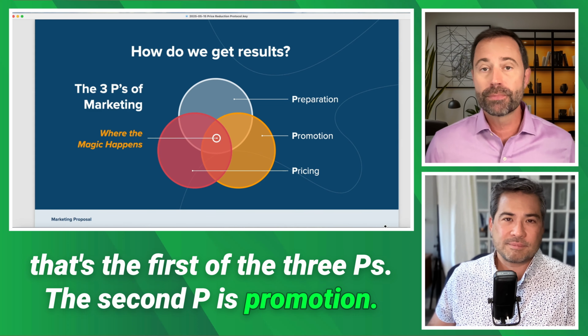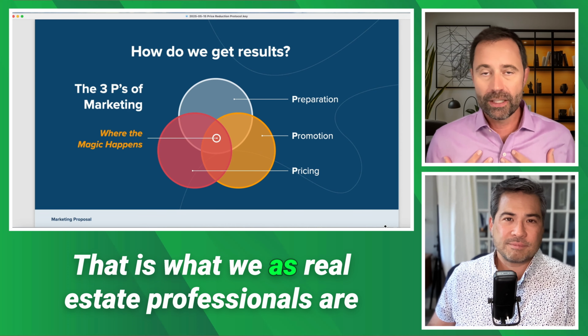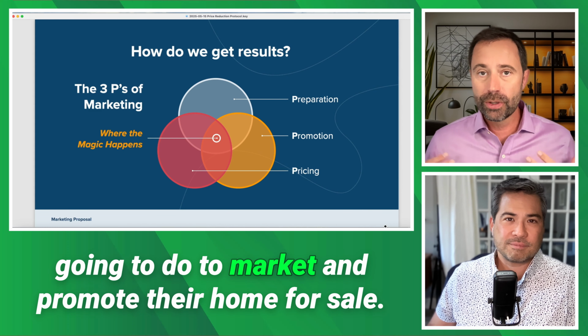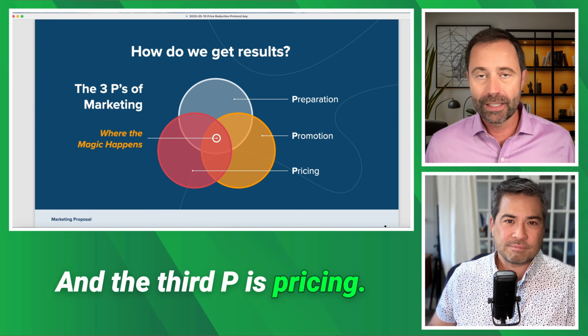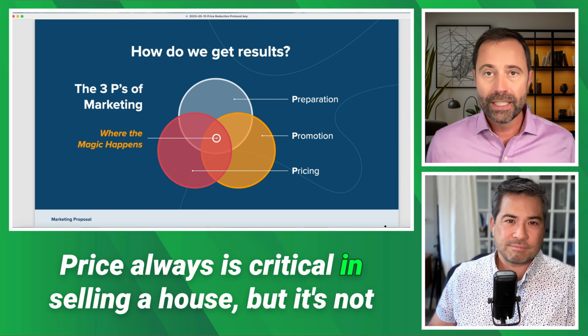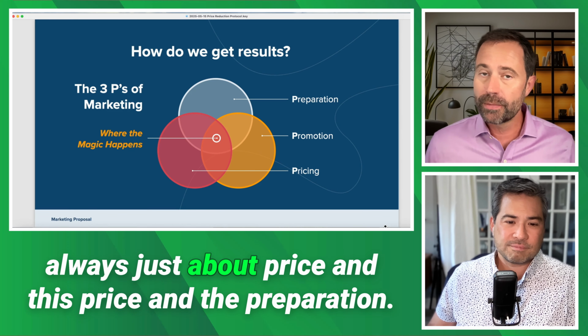So that's the first of the 3Ps. The second P is promotion. That is what we as real estate professionals are going to do to market and promote their home for sale. And the third P is pricing. Price always is critical in selling a house, but it's not always just about price.